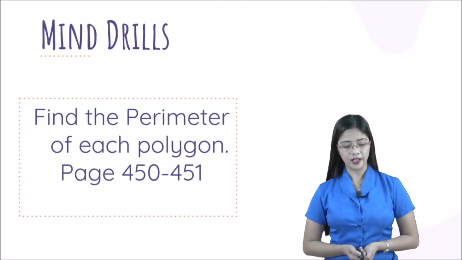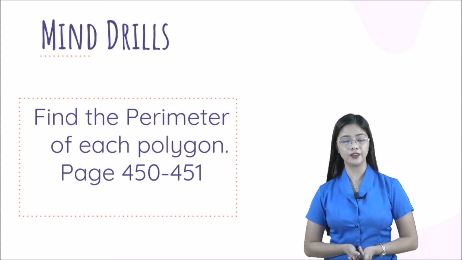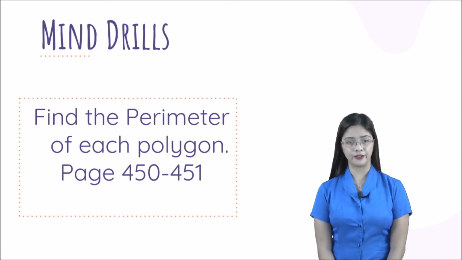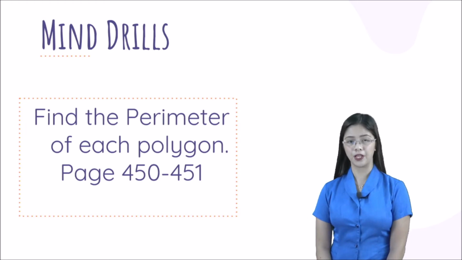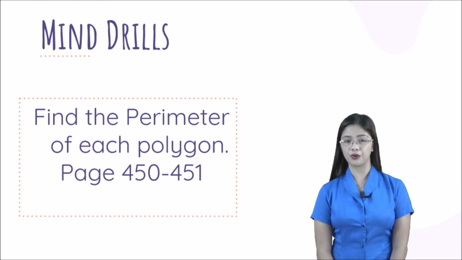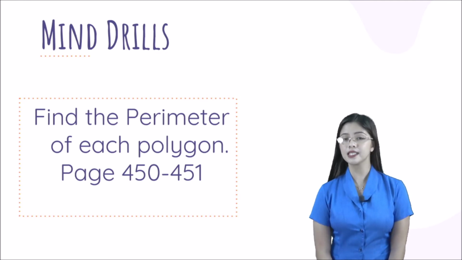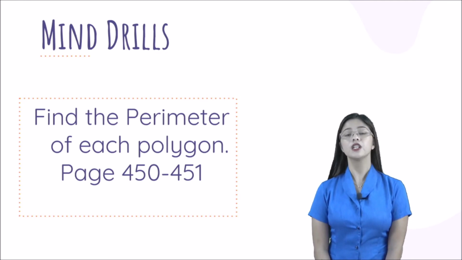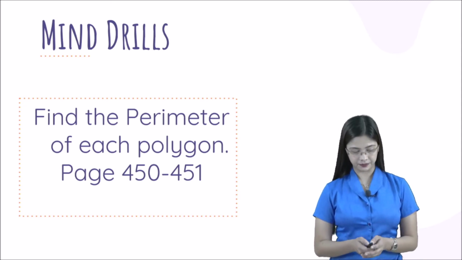So now, let's answer your book. Kindly go on page 450 to 451. Let's find the perimeter of each polygon. I repeat, we are going to find the perimeter of each polygon. So it means, kids, all you need to do is to add all of the sides of the polygon.